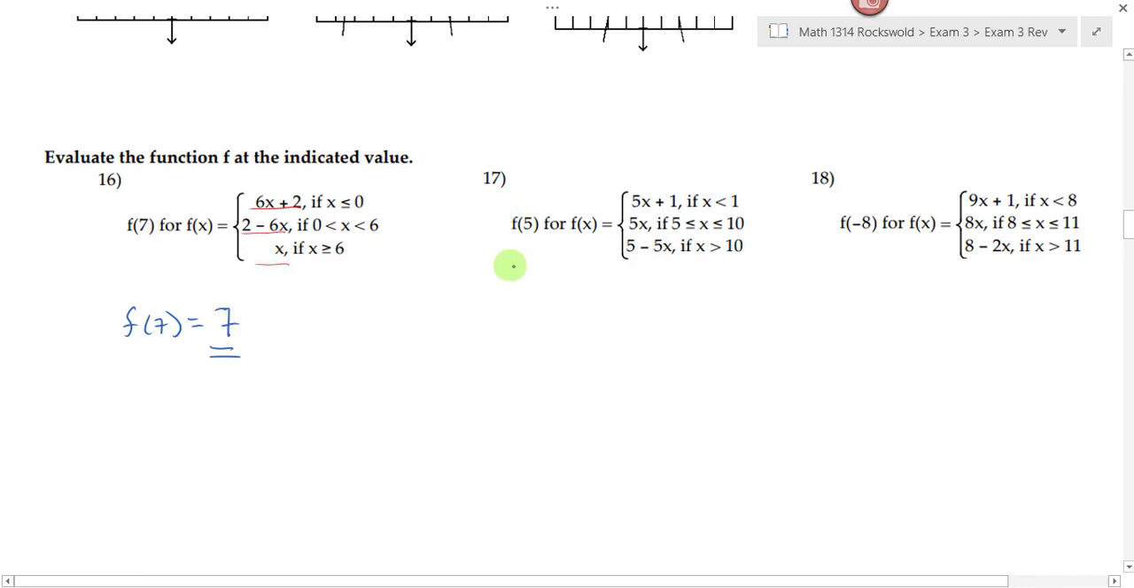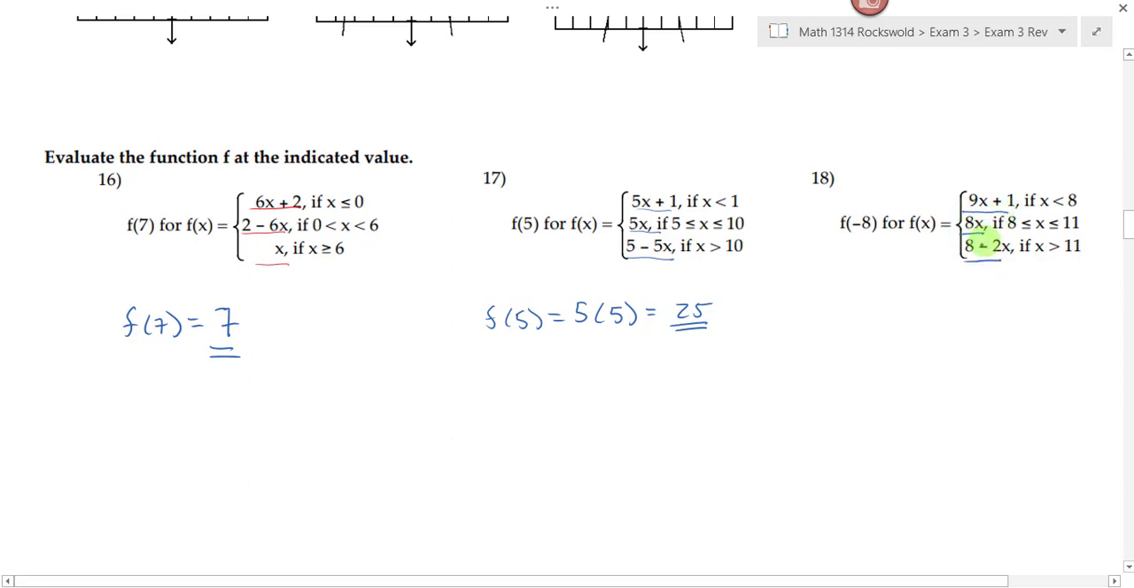So to find f of 7, I look at this third function, so that's going to be equal to 7. On 17, we're asked to find f of 5, so I've got to determine which of these three functions I use based on where 5 falls in the domain. Is 5 less than 1? Is 5 between 5 and 10? Yes, because x can be equal to 5 here. So f of 5 will be equal to this, using this function, that would be 5 times 5, and 5 times 5 is 25.